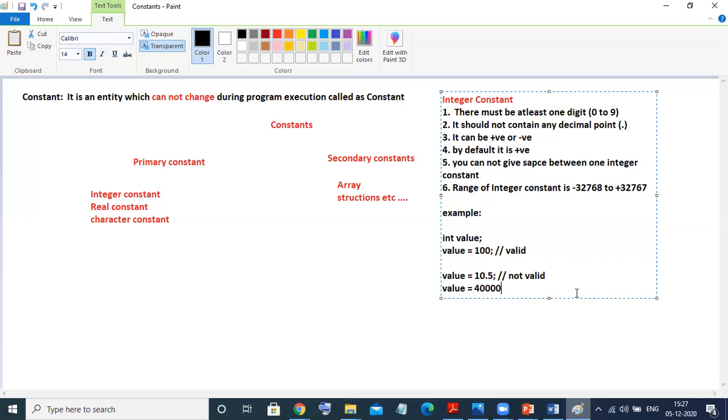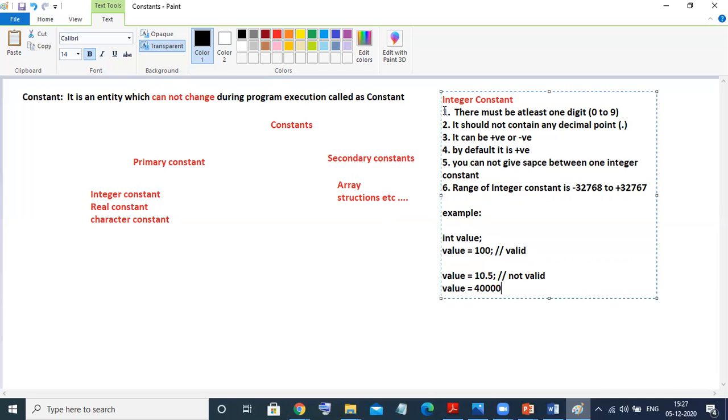So this is all about the integer constants. I hope you're understanding what exactly I mean by integer constants. Now the second one is the real constant. Now we'll see the rules for the real constant.